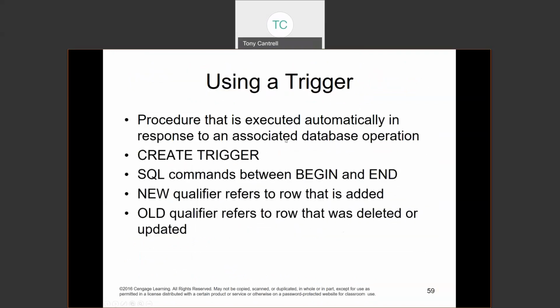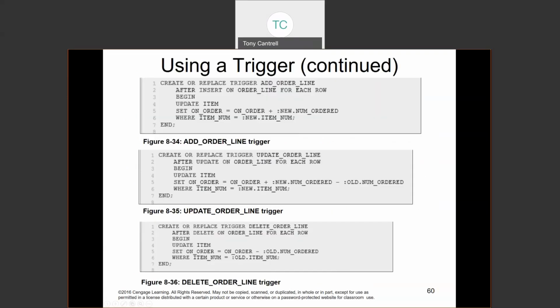Trigger. A trigger is anytime a function or some action happens inside your database, that trigger causes something else to happen. You do that by saying create trigger, SQL commands between the begin and end, new qualifier, and then the old qualifier. So you create a trigger, and what this is saying, after an insert on the order line table, for each row, I want you to update the item. So this is just adding whatever the quantity is ordered to the on order.